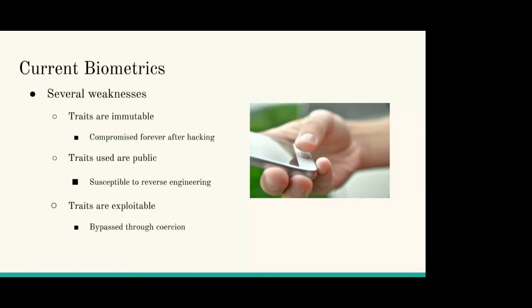Number two is that these traits that are used are public. There's actually an interesting thing that happened a few years ago. A German defense minister had her fingerprints reverse engineered just from high quality photographs. Again, that's somewhat related to the immutability, because once those hackers obtained those photographs, she couldn't ever use her fingerprints as a biometric again, right? And then number three, these traits are exploitable. Someone could physically pressure someone into authenticating into a system. So yeah, that's definitely a huge issue.